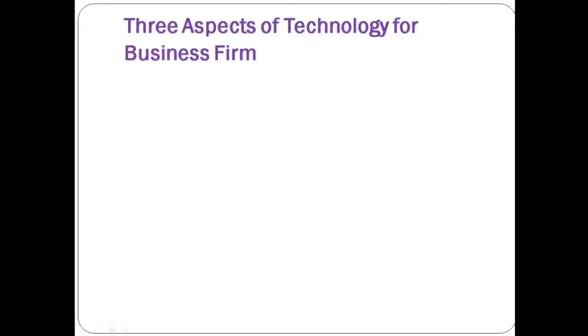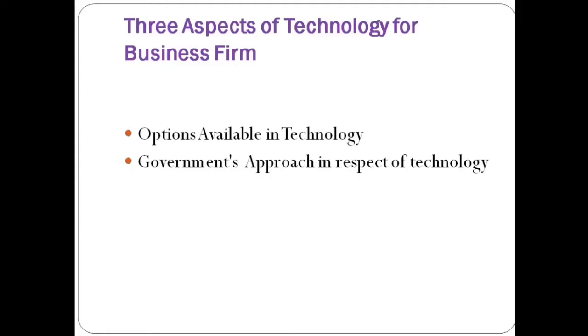Three aspects of technology for a business firm: options available in technology, the government's approach in respect of technology, and third, technology selection. Let us cover options available in technology first. The firm has to carefully analyze the overall technological environment and the technology options available in the given industry. The level of technology generally prevailing in the country is also considerable for the firm. Otherwise, it will not be cost effective for the firm if the technology is not available in the country.